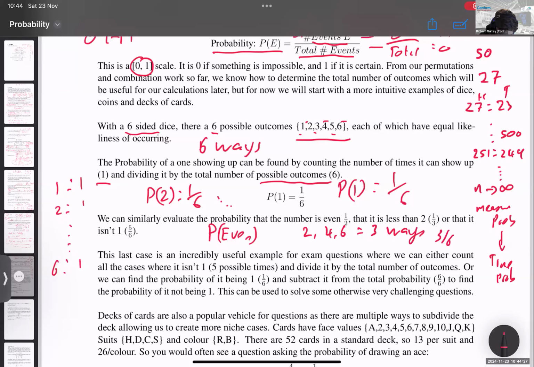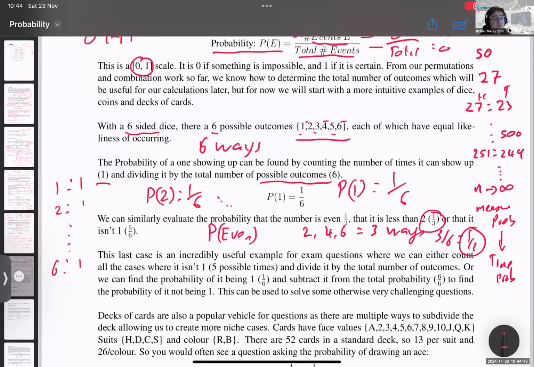3 divided by 6, the total number of options, is equal to a half. So there's a 50% chance that when we roll a dice, we get an even number. You can do this for any kind of selection rule. So you can say either that number is even or that it's less than 2.